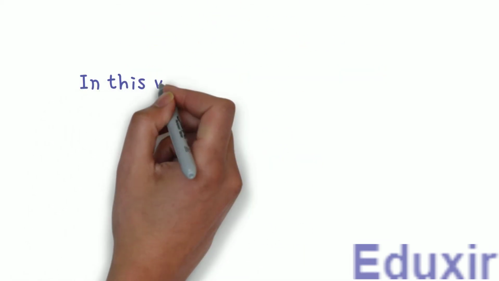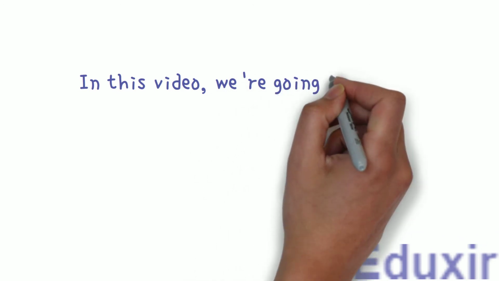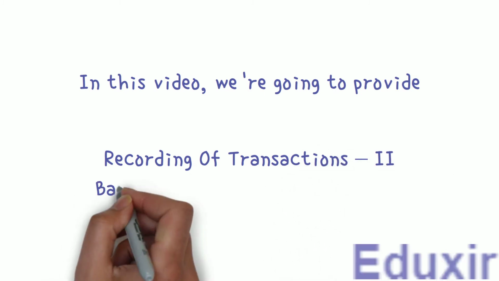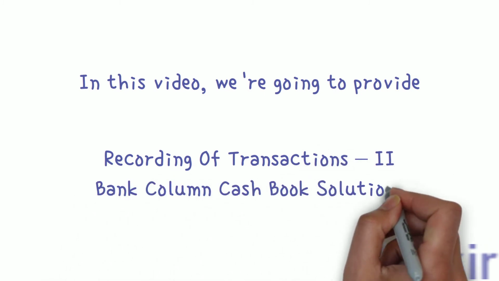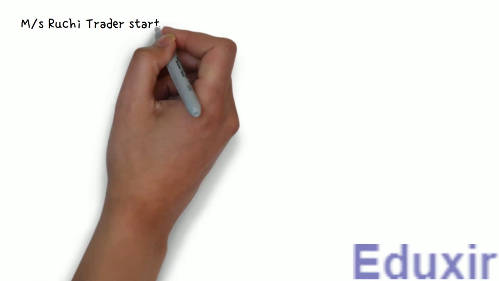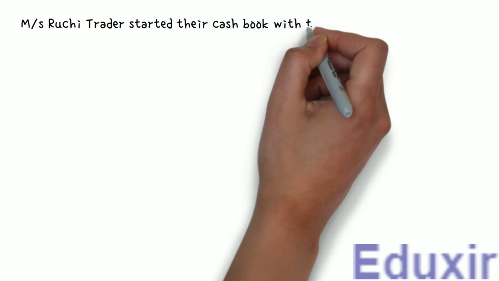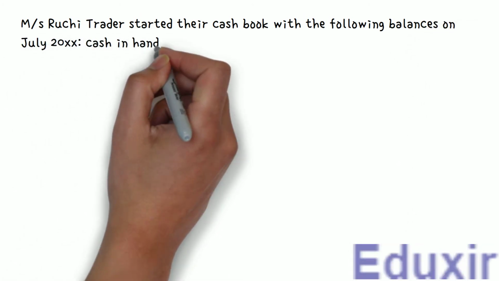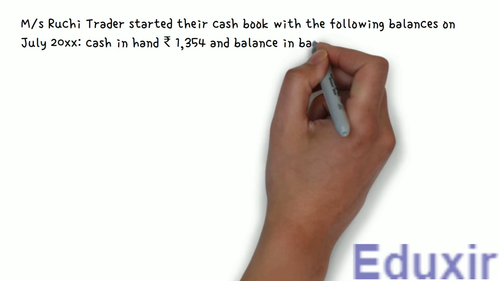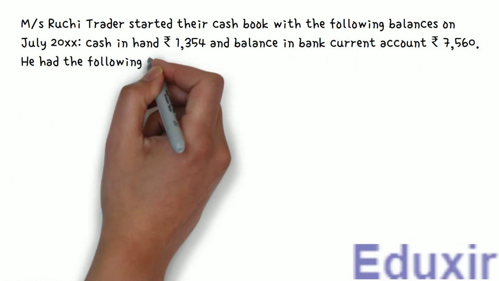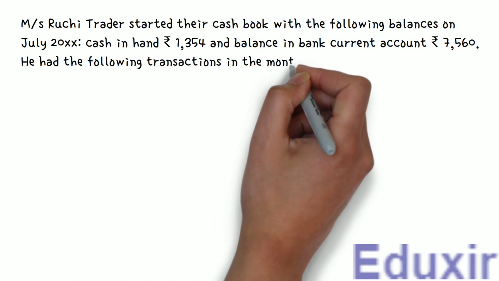In this video, we are going to provide recording of transactions 2, bank column cash book solutions, problem 10 solution. The problem statement is as follows. Messrs. Ruchi Trader started their cash book with the following balances on 1st July 2000 plus. Cash in hand 1354 rupees and balance in bank current account 7560 rupees. He had the following transactions in the month of July 2000 plus.